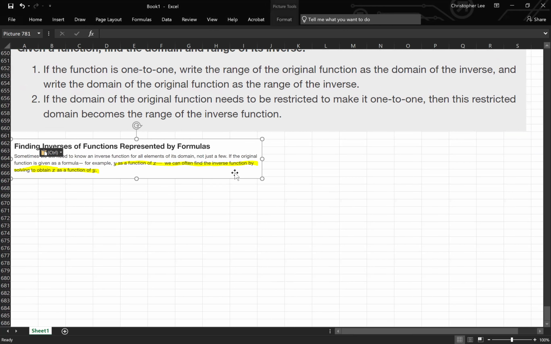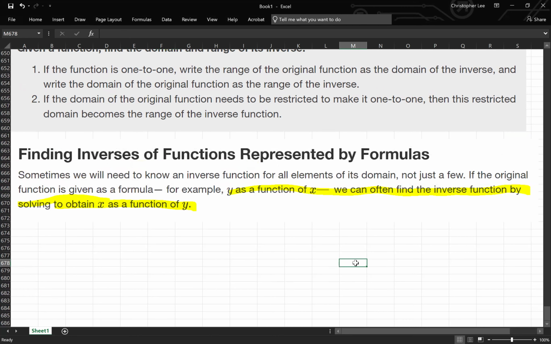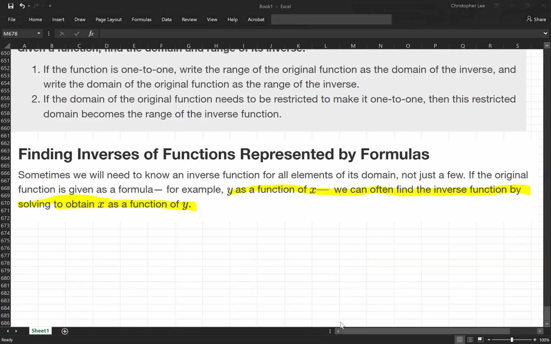All right, let's look at this now. So next thing we're gonna do, we're gonna be finding inverse of functions represented by formulas. Sometimes we need to know an inverse function for all the elements of its domain, not just a few. If the original function is given as a formula, for example, y as a function of x, we can often find the inverse function by solving to obtain x as a function of y. Also, this is the fun stuff right here.